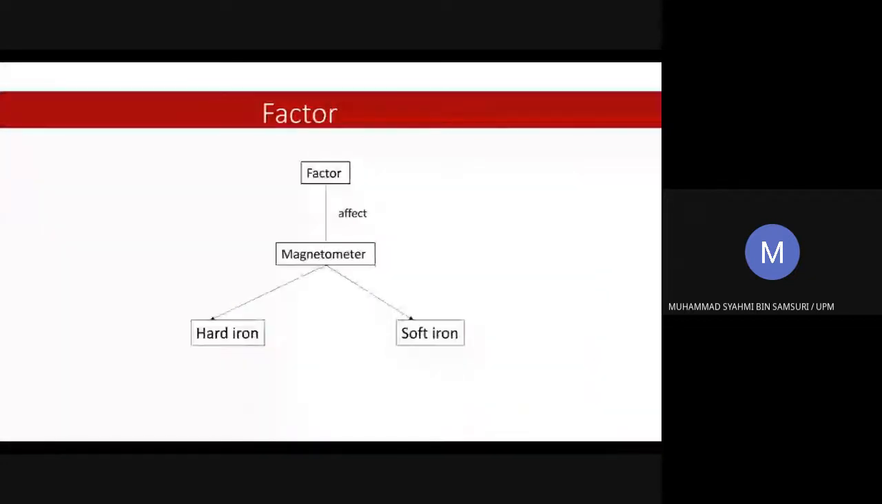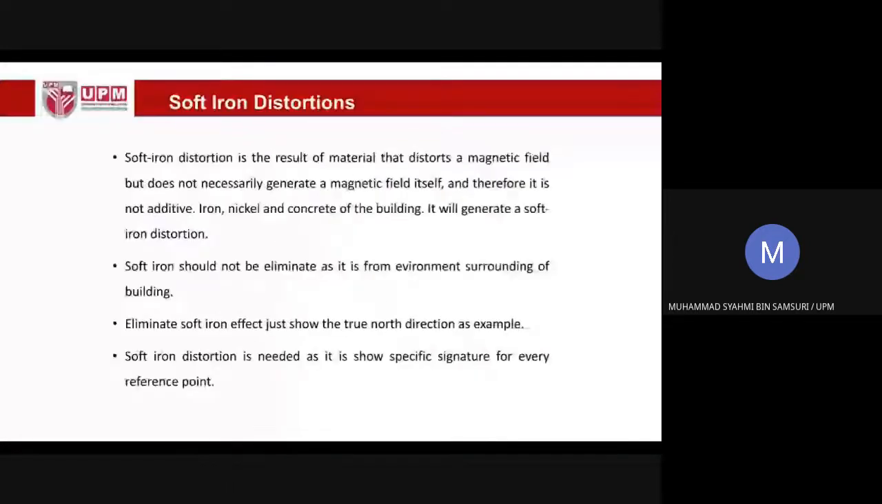Next, there is a factor that affects the magnetometer. First is hard iron and also soft iron. These factors will distort the measurement of the magnetic field. Let's go for the soft iron distortion first.